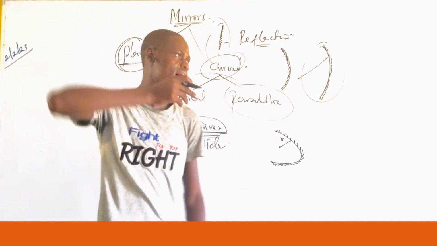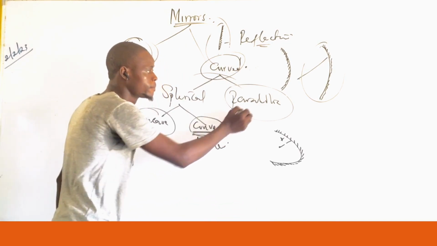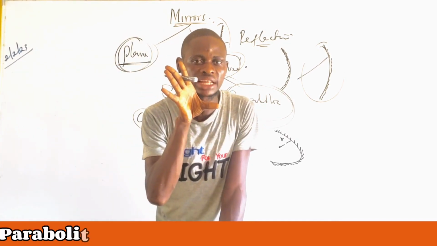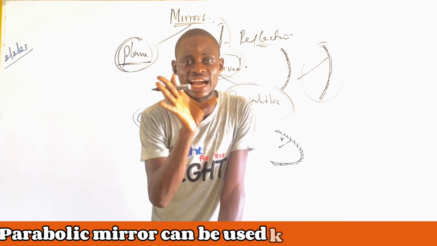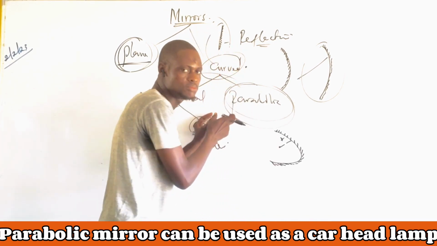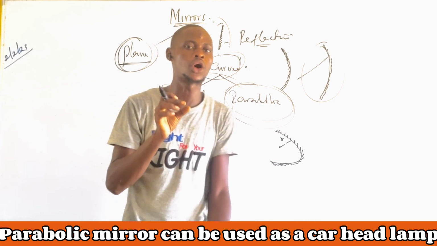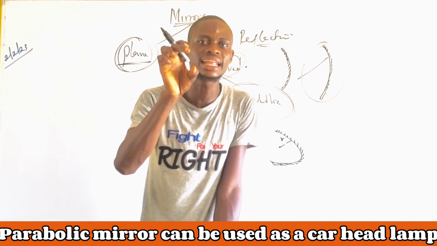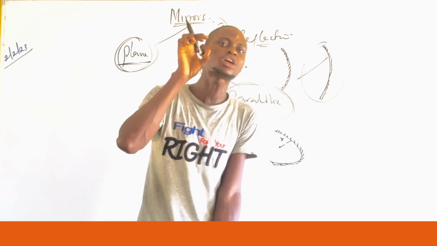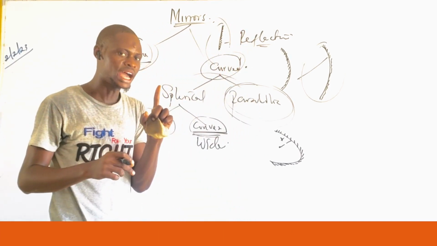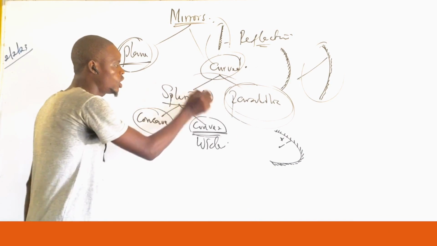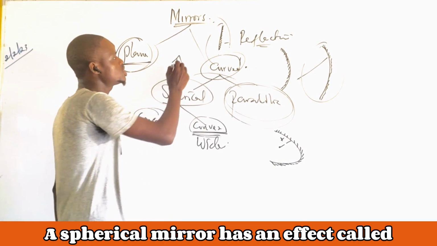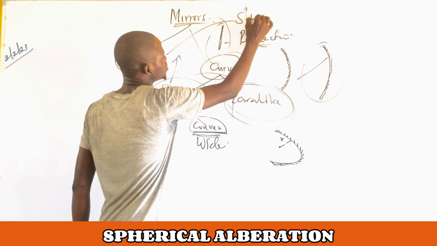Now, see this parabolic mirror. A parabolic mirror can be used as a car headlamp. The mirror found in a car headlamp makes use of a parabolic mirror because a parabolic mirror can produce a single focus. It allows the light wave to be focused at one single point, unlike a spherical mirror, which can produce an effect known as spherical aberration.